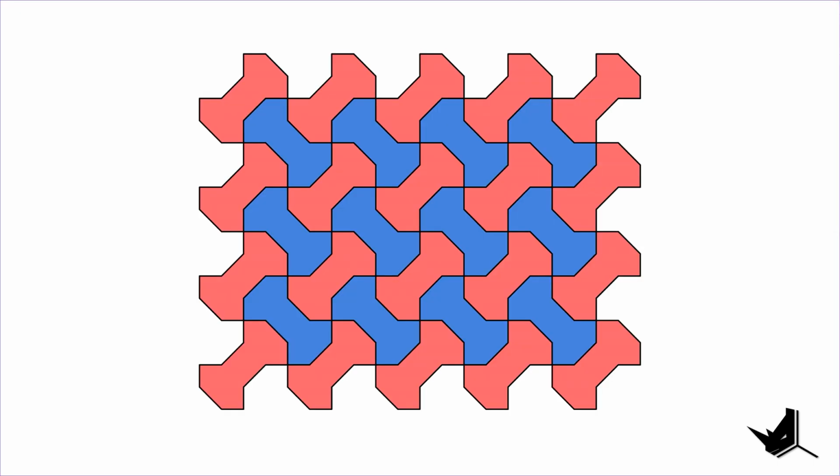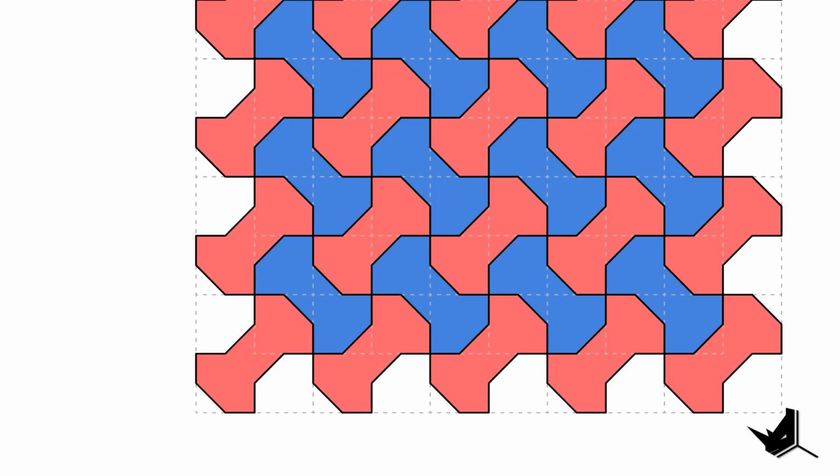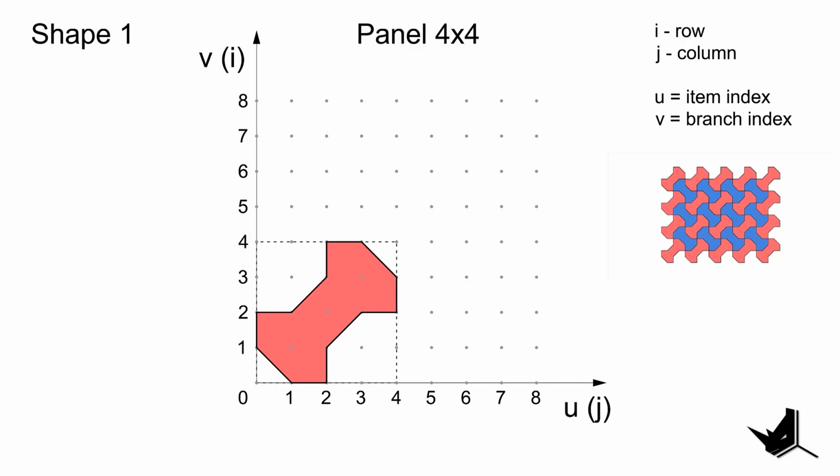Alright, now let's dive into creating this custom pattern in Grasshopper. Once we understand the grid structure, we can place each shape into a separate panel and recreate it in Grasshopper based on its coordinates within the grid. So let's start with shape 1.